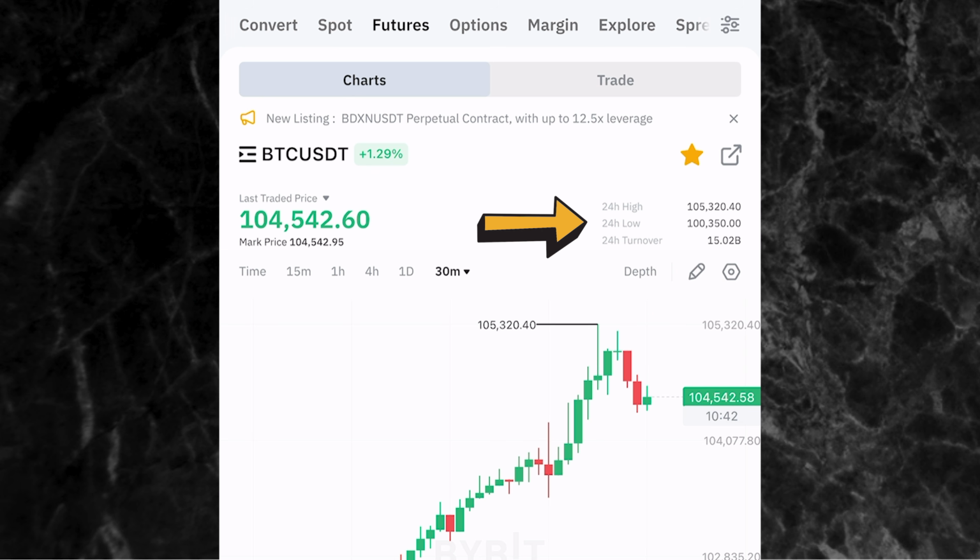And for that, it is $100,350. And then the 24-hour turnover is showing you the amount that has been spent in this market in the last 24 hours, which is about $15 billion. So you can see all of those details where the arrow is pointing to.